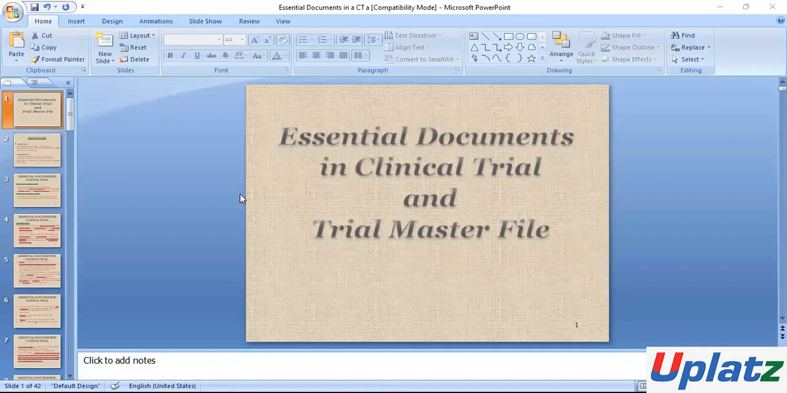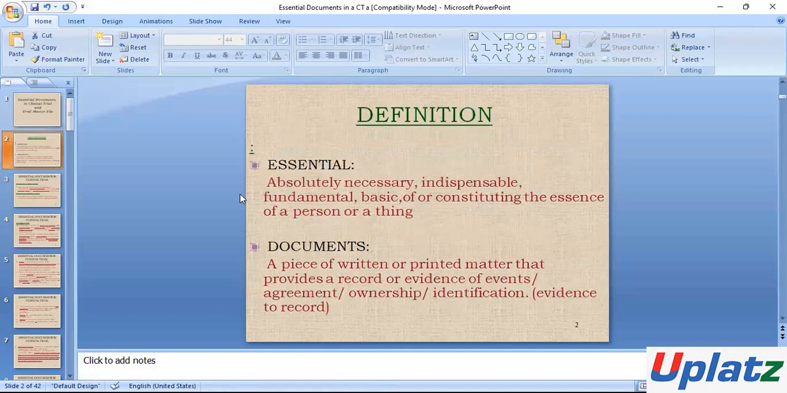Welcome to our today's session of Essential Documents in Clinical Trial and Trial Master File. Okay, let's get started. So, let's break the term essential documents. Essential is absolutely necessary, indispensable, fundamental, basic of or constituting the essence of a person or a thing. And a document is a piece of written or printed matter that provides a record or evidence of events, agreement, ownership, identification. That is evidence to record.